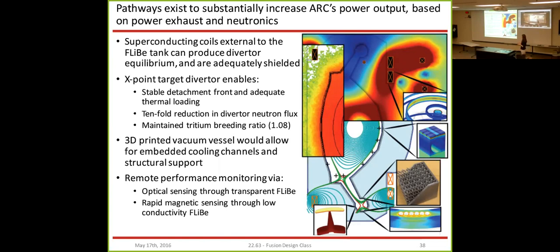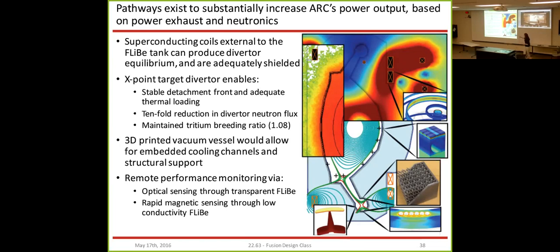First, we figured out magnetic equilibrium using superconducting coils that are all placed outside of the flibe tank. That's a big win for us, because then the lifetime of our coils will be similar to the lifetime of the TF coils, which just makes everything easier.